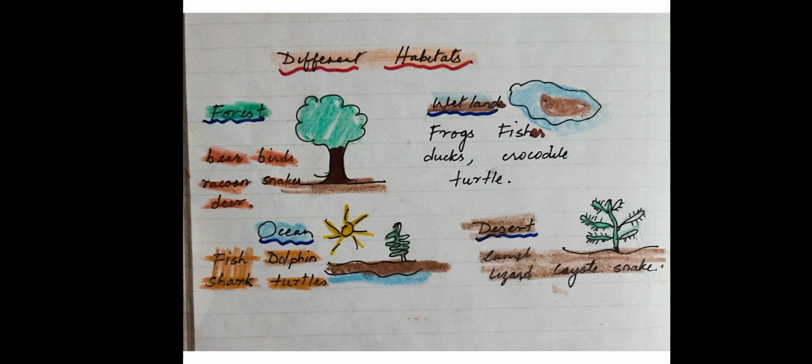Next is the wetlands. Animals living in that wetlands are frogs, fishes, ducks, crocodile, turtle. You have ocean where you have animals living: fish, dolphin, shark, and turtles. You have desert living animals: camel, lizard, coyote, and snake.